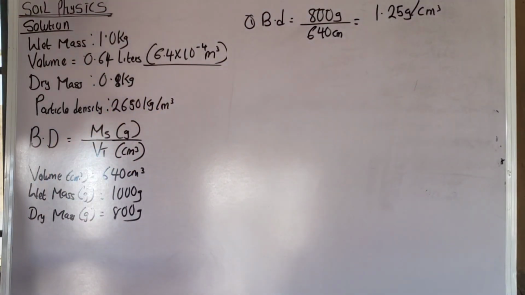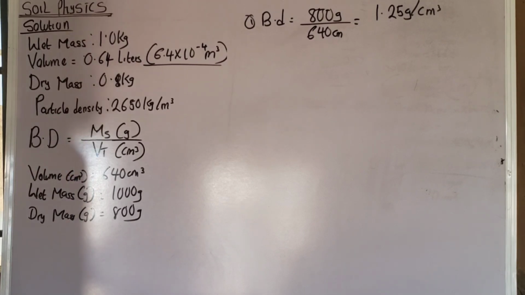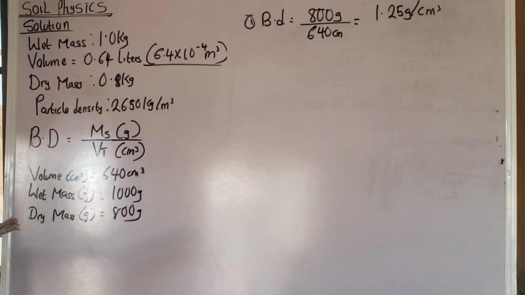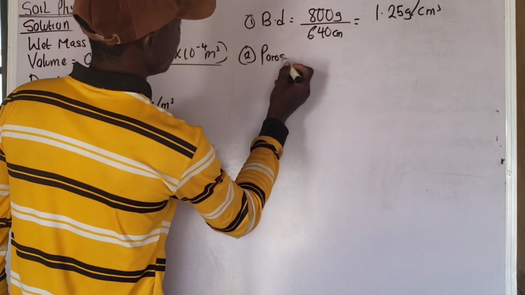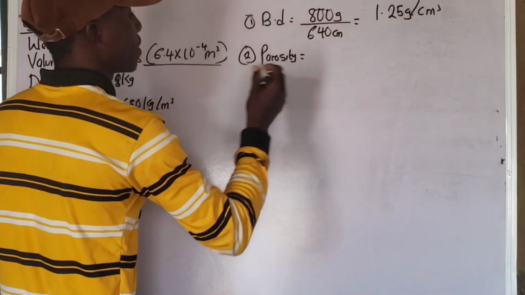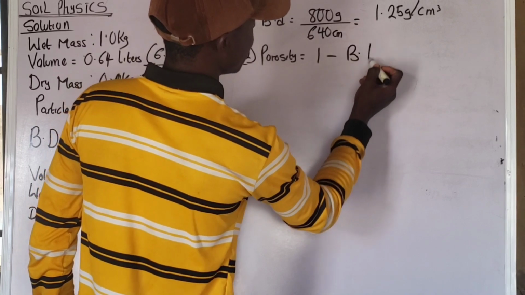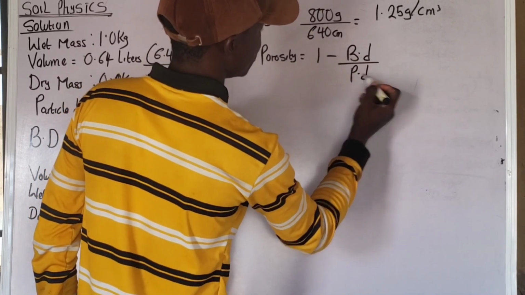Now the next question says we are asked to calculate the porosity. In our previous class, I explained what is meant by porosity. Porosity refers to the spaces in the soil that are filled with air and water. So, to calculate the porosity, we are going to use this formula: porosity equals 1 minus bulk density over particle density.